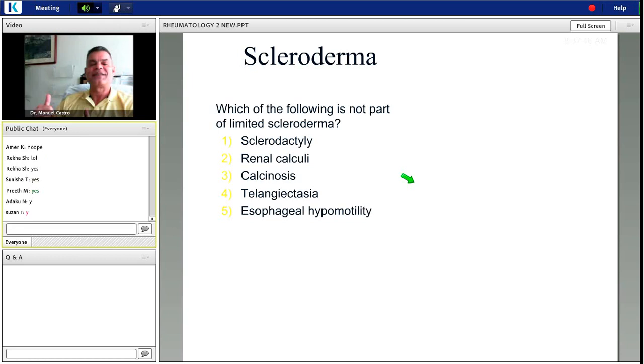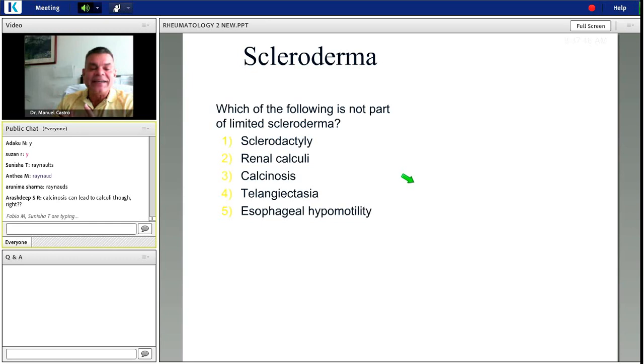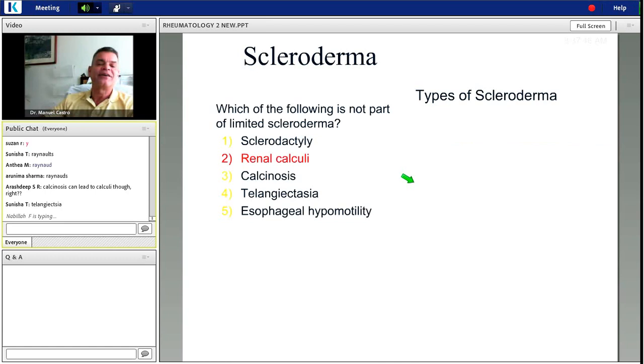So remember, it's C, R for Raynaud's, right? E for esophageal dysmotility or hypomotility. S for sclerodactyly, okay? T for telangiectasia, right? Okay. So those are the types, not renal calculi. I've never heard of that, okay? That's one I just made up. Instead of Raynaud's, I put renal calculi to see if you knew the answer there.